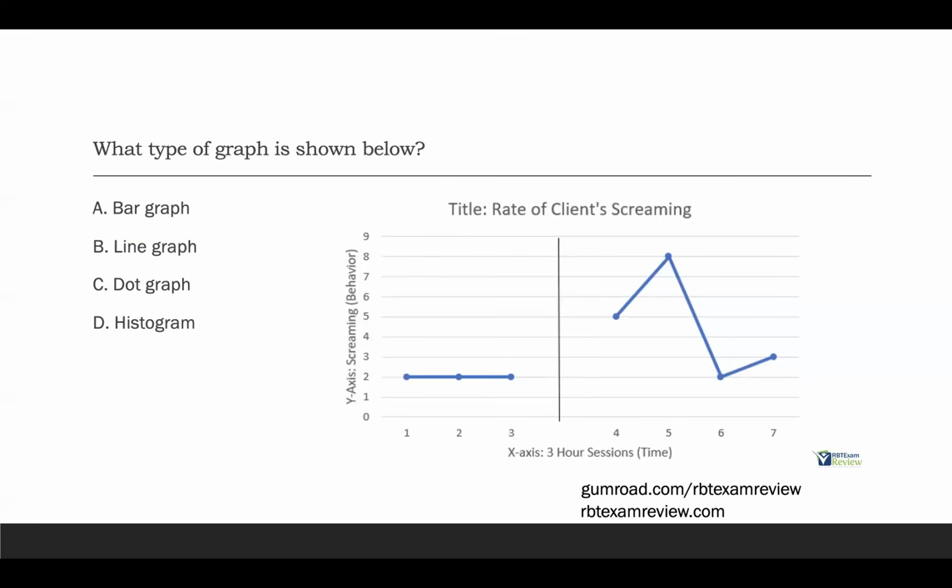And what does the question want to know? Question simply wants to know what type of graph is shown below. So what type of graph is this? It's the most commonly used graph in ABA, which is sometimes a question they'll ask. So is it a bar graph, a line graph, a dot graph, or a histogram? Well, it's obviously a line graph, okay? Line graphs are the most common graphs used in ABA and what you'll be using typically as an RBT, okay? So finishing on an easy one, okay? At least I hope it was easy.